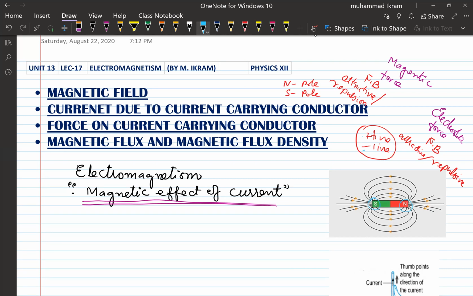Here, the magnetic field lines, what is the magnetic field? I'm going to tell you. Here the magnetic field line starts from the North Pole, as you see, and ends at the South Pole. Inside the magnet, these lines are from south to north, making a closed loop or path.